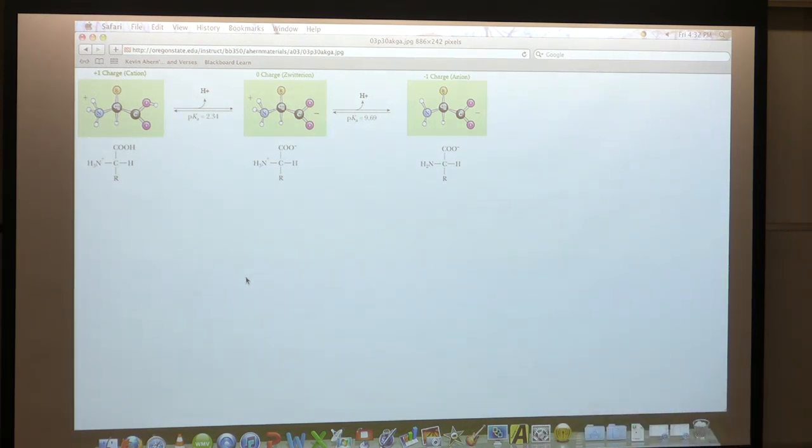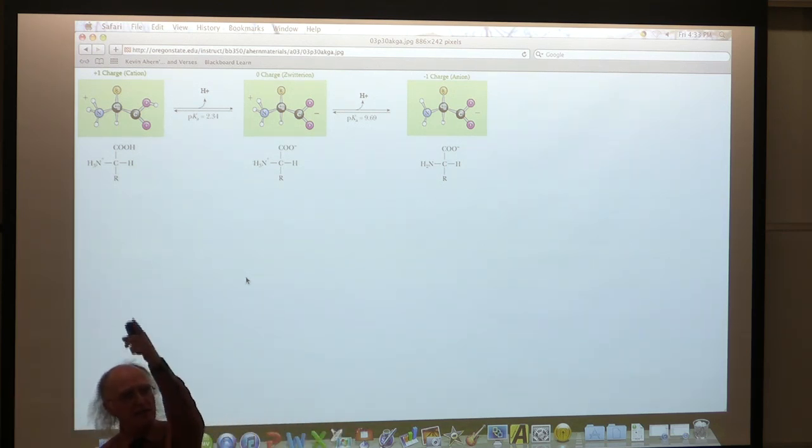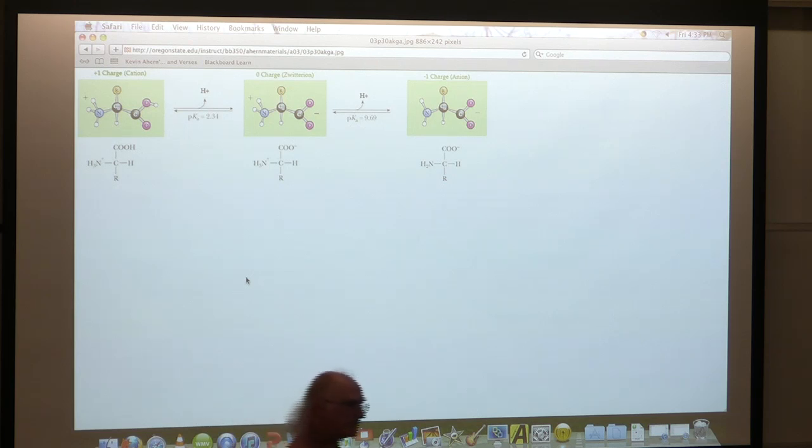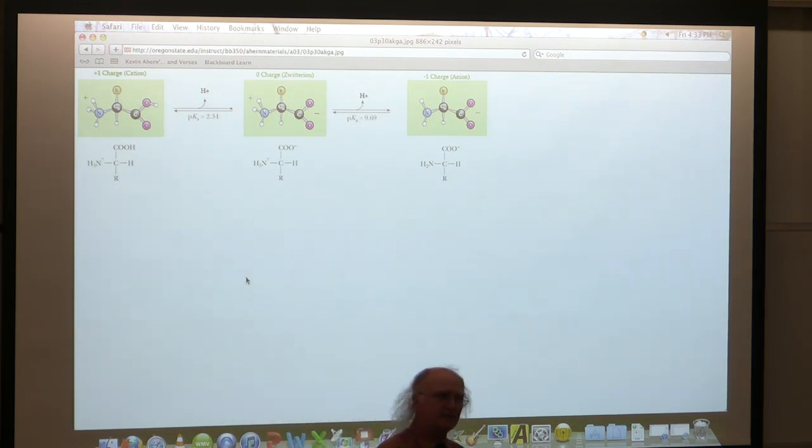Okay. Let's imagine we're doing that titration we were talking about the other day. And you guys told me what that titration would look like. It would go up, it would flatten, it would go up, it would flatten, it would go up again, right? And the two flattenings would correspond to the two places where the protons came off. And the two flattenings would correspond to the pKa values of each of those ionizing groups. Does everybody remember that?